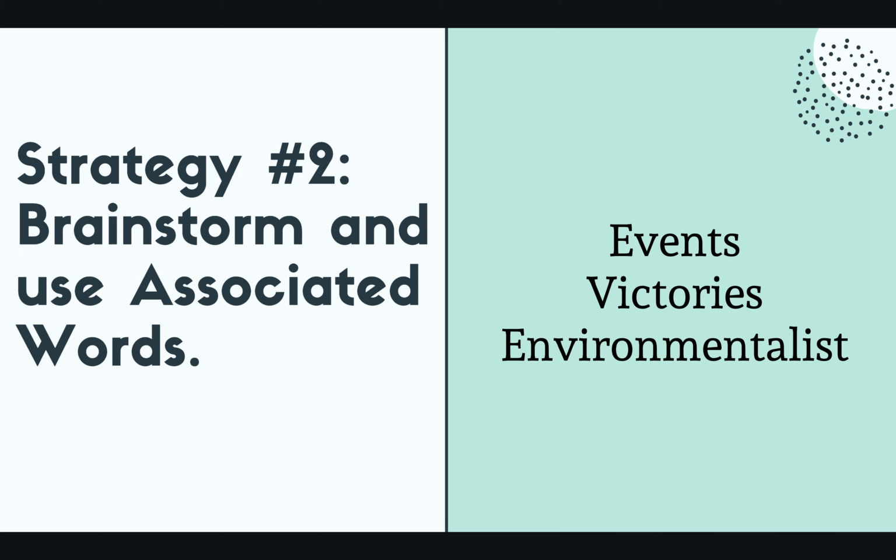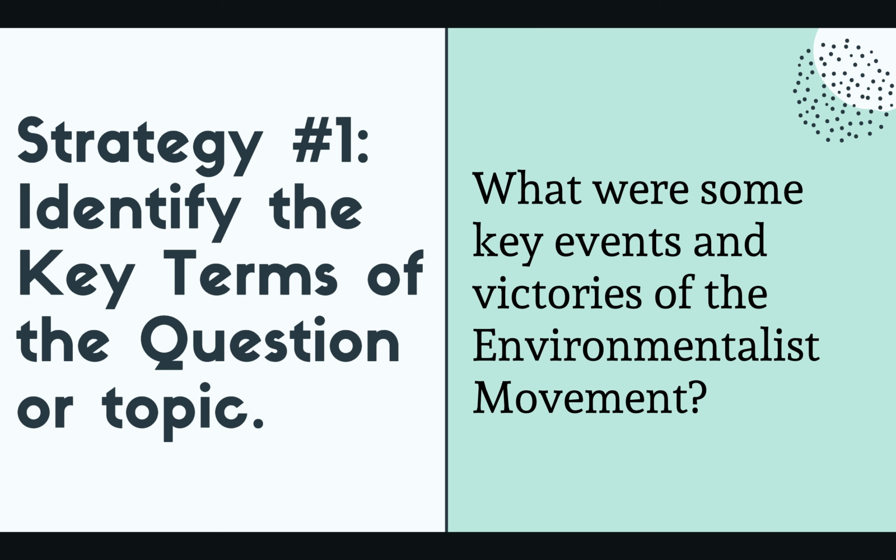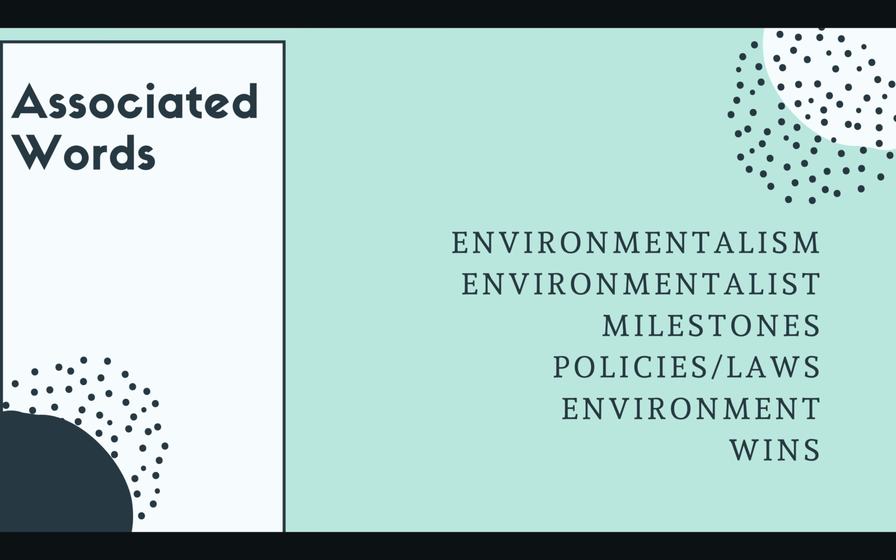So strategy number 2 says brainstorm and use associated words. Her keywords were events, victories, and environmentalist. So the next thing I'm going to ask my students to do is think of as many associated words as you can, whether they be synonyms or things that your prior search led you to. Think about as many of those as you can.